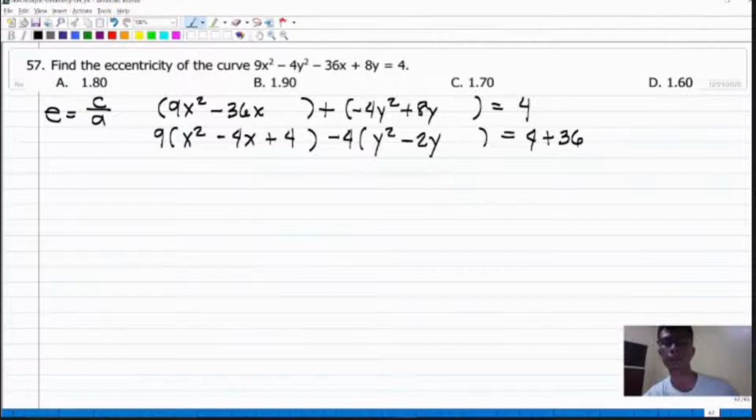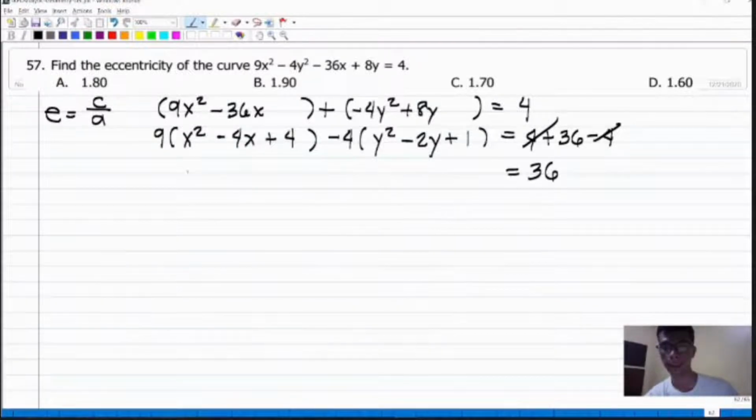Dito naman, negative 2 over 2 is 1. And then 1 times 1 is 1. May plus 1 tayo dito sa left. Pero dahil merong negative 4 sa labas, 1 times negative 4 muna. So the answer is negative 4. And yung i-add natin dito is yung mismong negative 4. So cancel ito. This will be equal to positive 36.